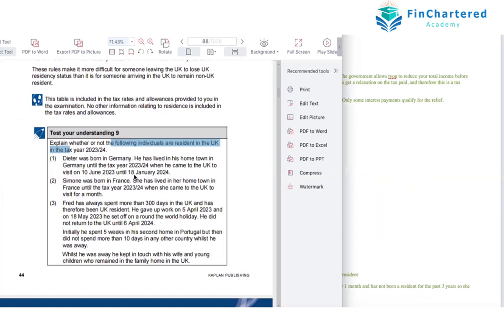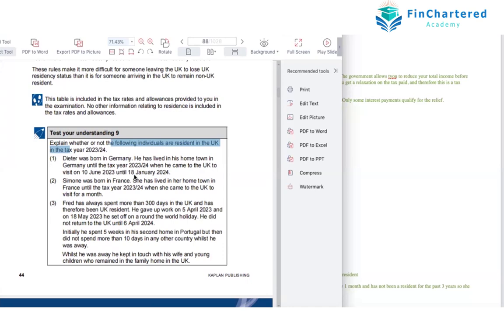Has already, now again, he's always been in the UK for more than 300 days in the UK and has therefore been UK resident. So he has been a UK resident. He gave up work on 5th of April 2023. On 18th May, he set off on a round the world holiday.